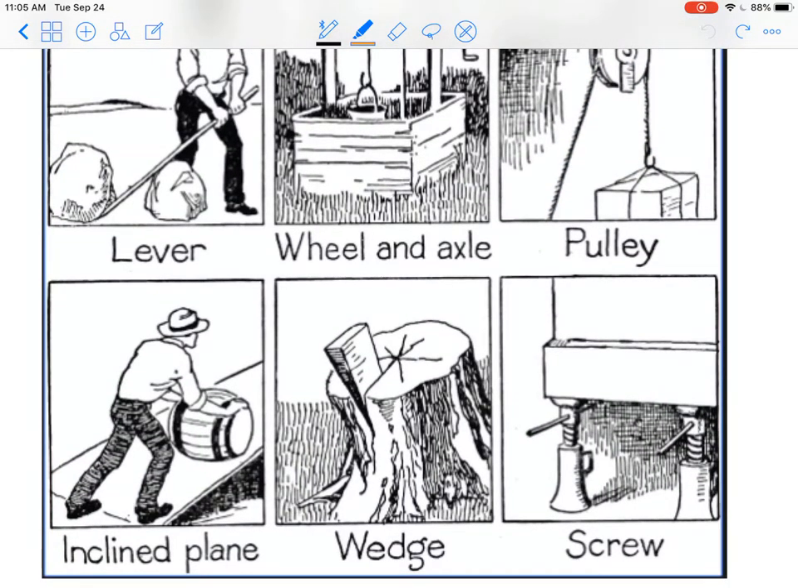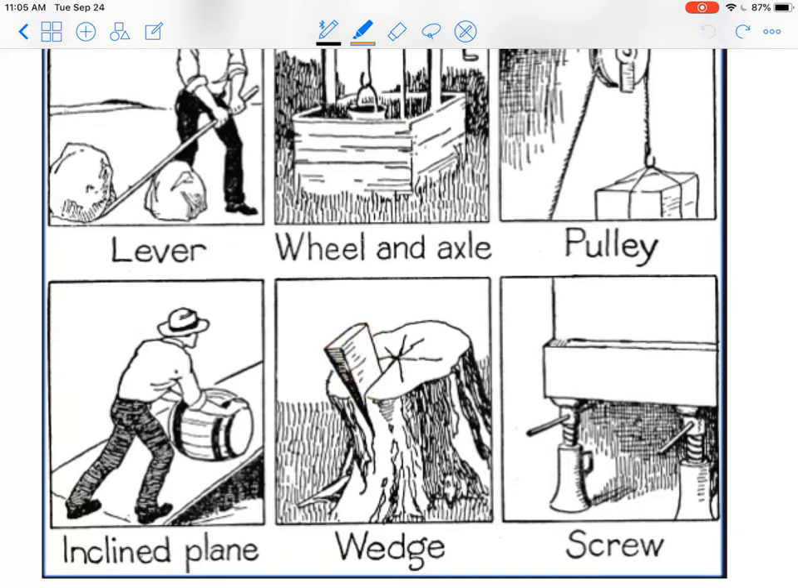This one we've all seen before. The gentleman is rolling this heavy barrel up an inclined plane as opposed to carrying it. So an inclined plane is a ramp. A wedge is this thing. We're using the wedge to split the large log in two. That's the work that's being done.